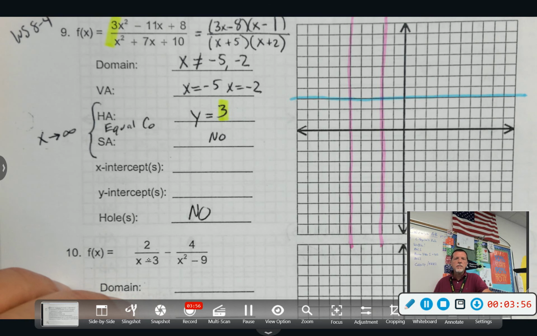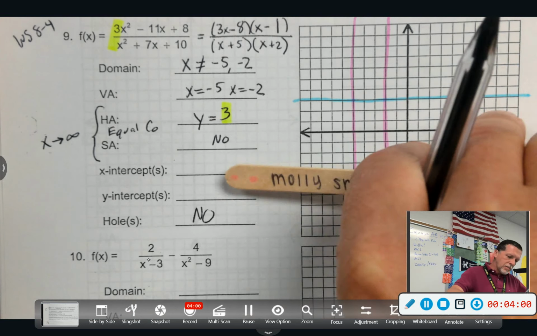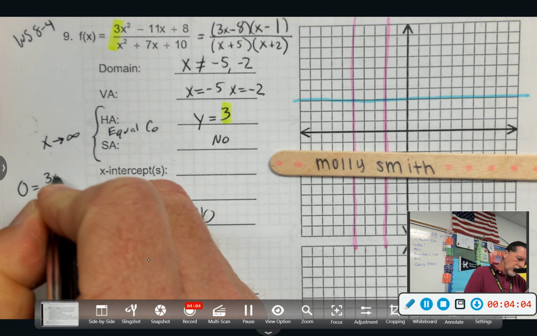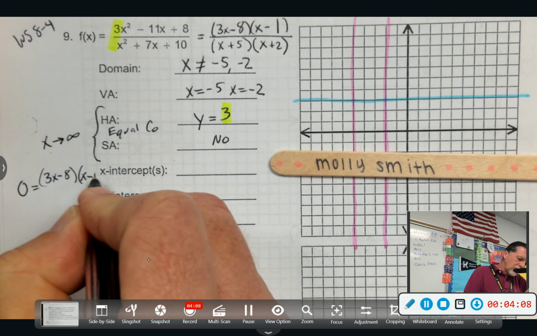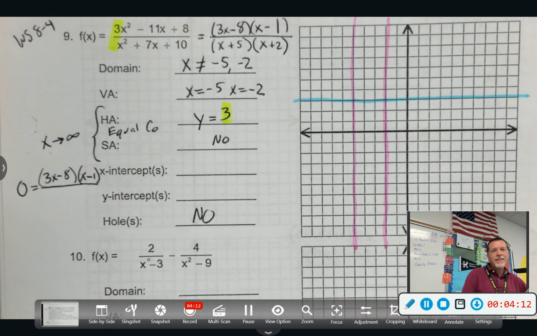Okay, x-intercepts. Molly, how do we find x-intercepts? Y equal to 0. Molly, before I write too much here, what makes a fraction equal to 0, the top or the bottom? Top. The top. So I don't even have to worry about the bottom, because it doesn't matter. For this problem anyway, or for this part of the problem.